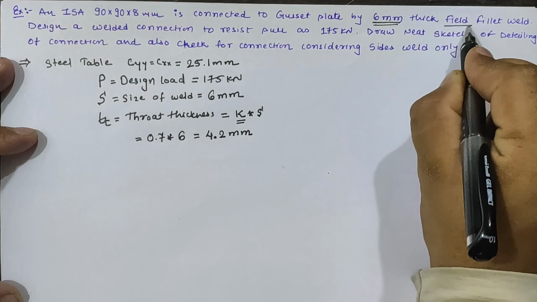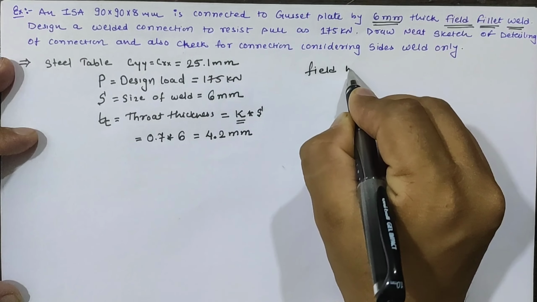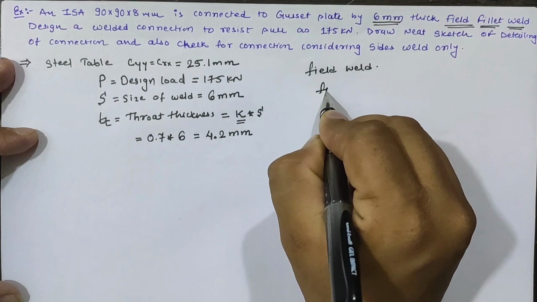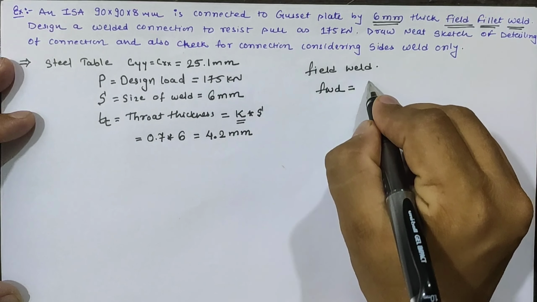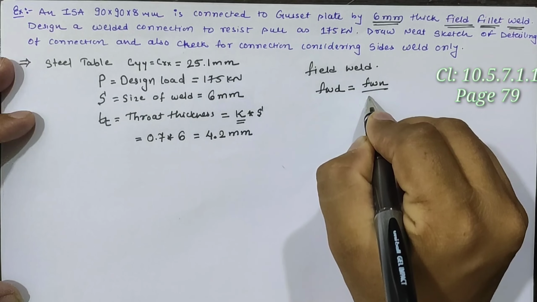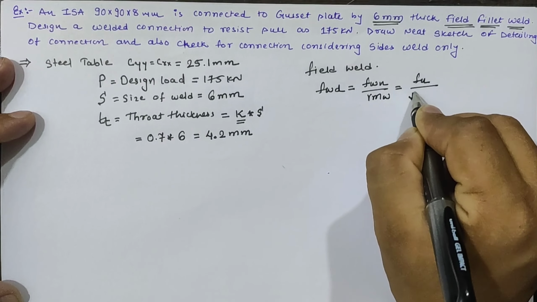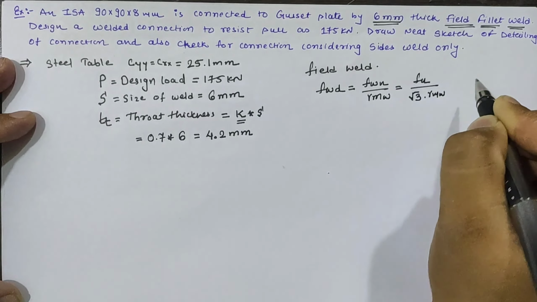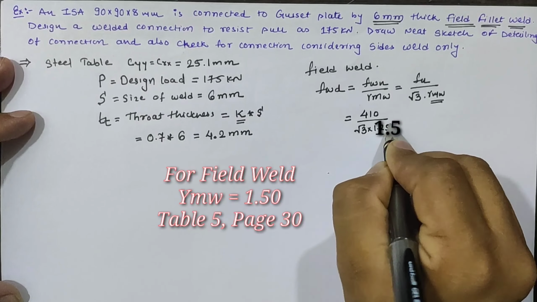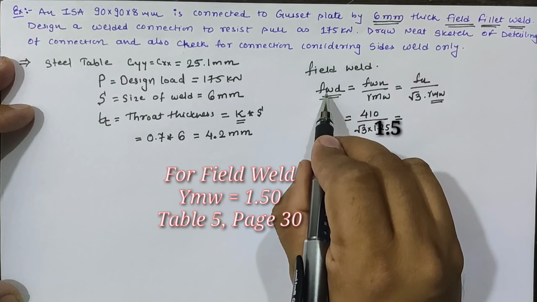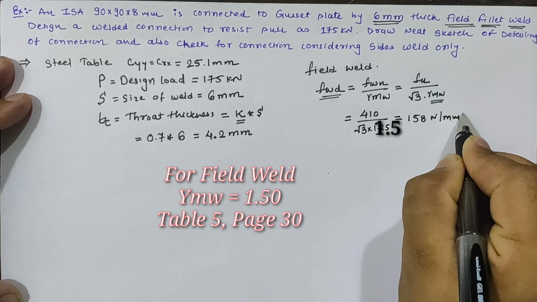Another thing given is a filled fillet weld. It means that for a filled weld, the design strength of weld can be calculated by FWN, where FWN is FU by root 3. Hence our design strength of weld is 158 Newton per mm square.